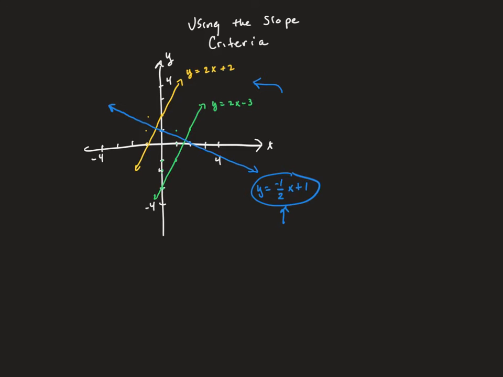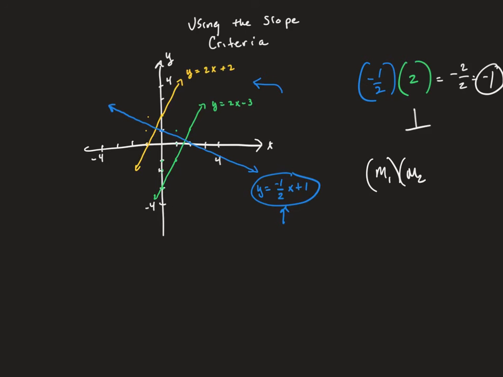If I multiply my negative 1/2 times my positive 2, that gives me negative 2 over 2, or negative 1. So I can also check: if my slopes, when I multiply them together, equal negative 1, then they form a perpendicular. Basically, slope 1 times slope 2 gives me negative 1, then they are perpendicular. If they have the same slope, then they are parallel.